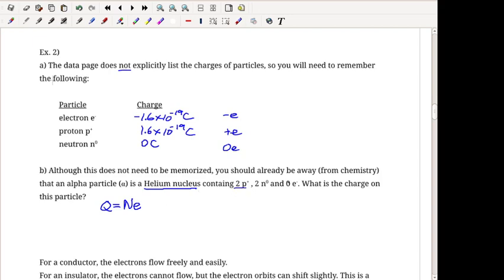2 protons, that'll be 2 elementary charges. 2 neutrons, no elementary charges. 0 electrons, well, there's no charge there at all because there's 0 of them. So this means my Q is going to be 2 times, proton is positive, so 1.6 times 10 to the minus 19 coulombs, which hopefully you can even do in your head. Final answer is going to be 3.2 times 10 to the minus 19 coulombs. So a helium nucleus has a total charge of 3.2 times 10 to the minus 19 coulombs.